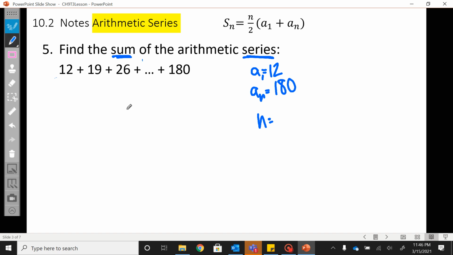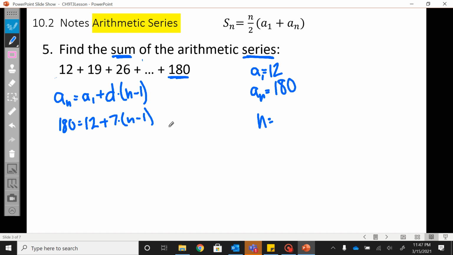Okay, so I have to think back to what I know about sequences. What I know about sequences is that the nth term is equal to the first term plus the difference times n minus 1. So I can use this to calculate the number of the last term because I'll have 180. The nth term is equal to the first term plus the difference, which in this case is 7, 12 to 19, that would be 7, times n minus 1. And I can solve this for n, which is the number of terms.